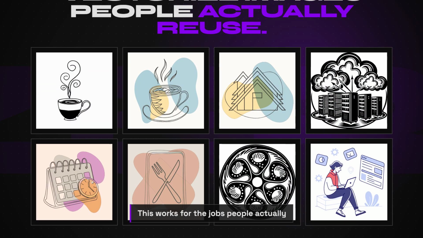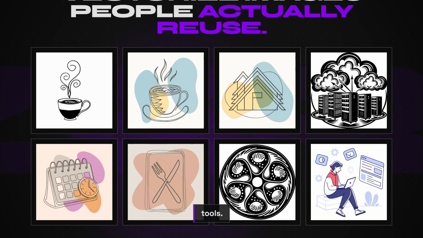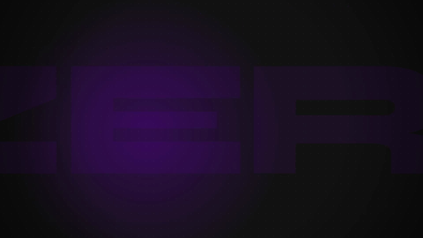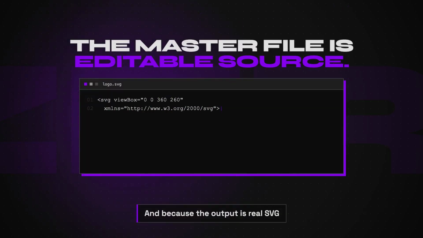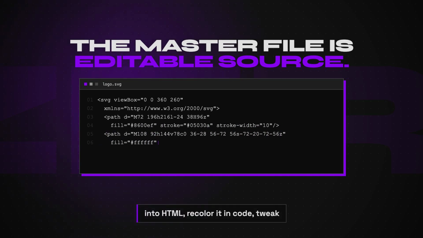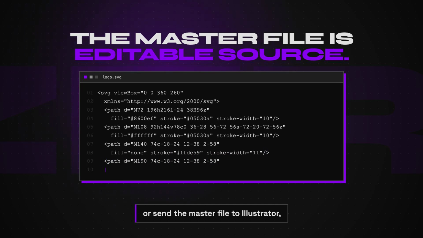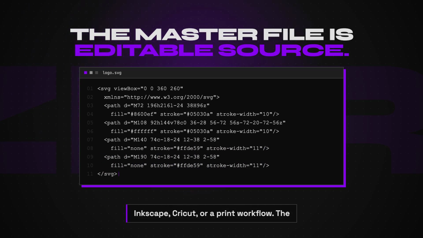This worked for the jobs people actually search for: vectorizing logos, turning images into stickers, making cut files, cleaning AI art, rebuilding icons, making web illustrations, creating badges, and turning rough sketches into graphics that can move through real design and production tools. And because the output is real SVG source, you can inspect it, paste it into HTML, recolor it in code, tweak it in Figma, export a PNG preview, or send the master file to Illustrator, Inkscape, Cricut, or a print workflow. The SVG stays the source of truth.